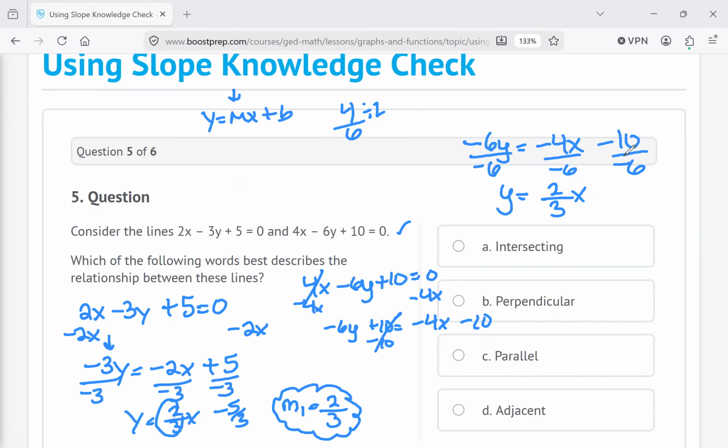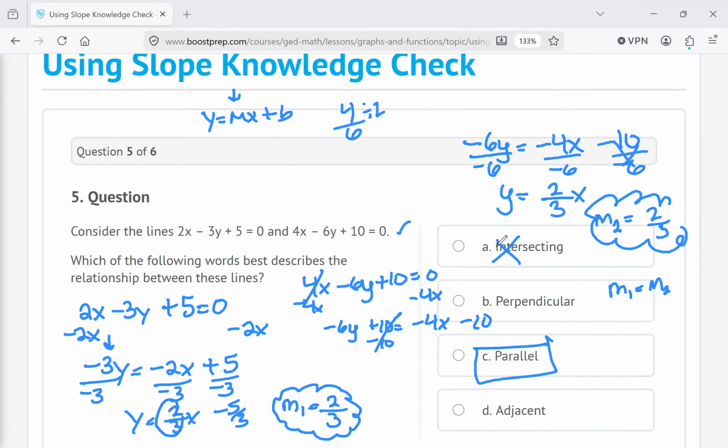And I don't really care about this negative 10 over 6 because that's my b. I need my slope. So what is the slope of this line? I'll call it m2, which is 2/3. Okay, so now we have our two slopes. m1 is 2/3 and m2 is 2/3. What can you conclude? They're the same, right? m1 equals m2. And what does that mean when their slopes are the same? They are parallel. So they will never intersect.